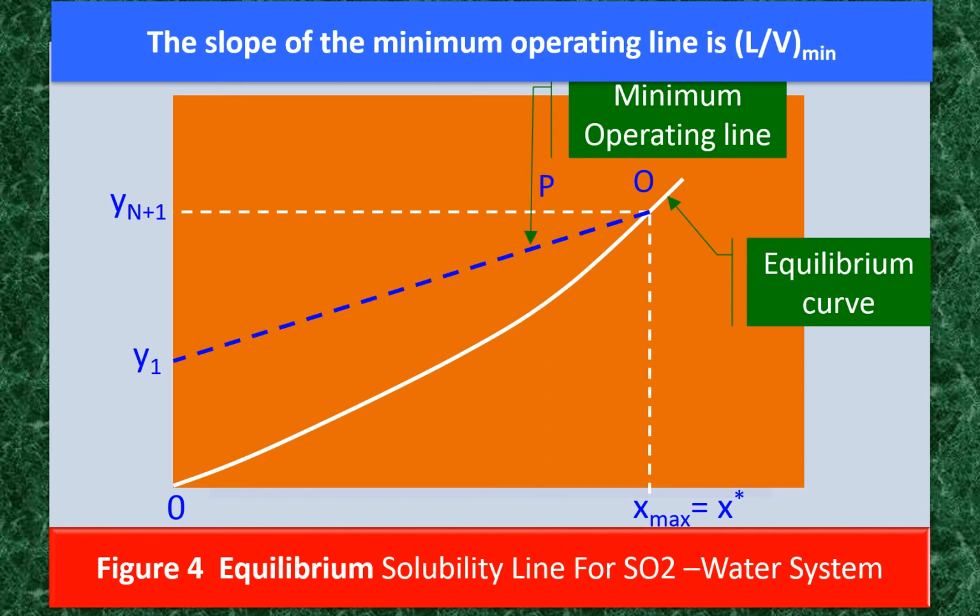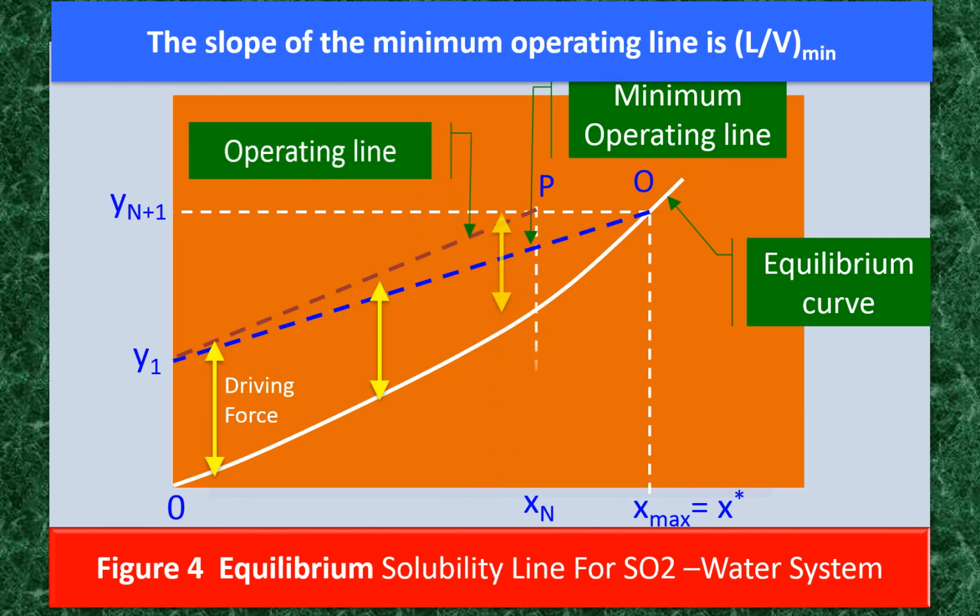So the actual line is decided by selecting a point P on the line connecting the outlet concentration Yn plus 1 and the point O. The line connecting the gas outlet concentration point Y1 and the point P is the actual operating line.